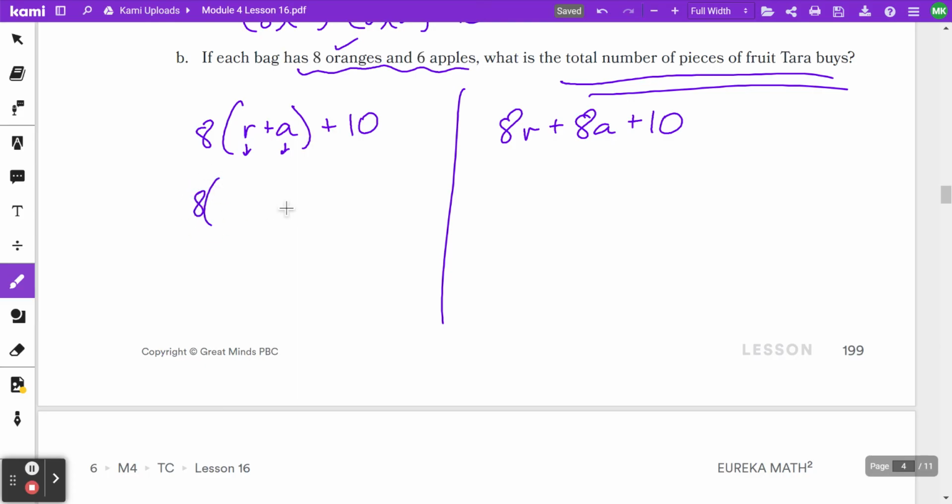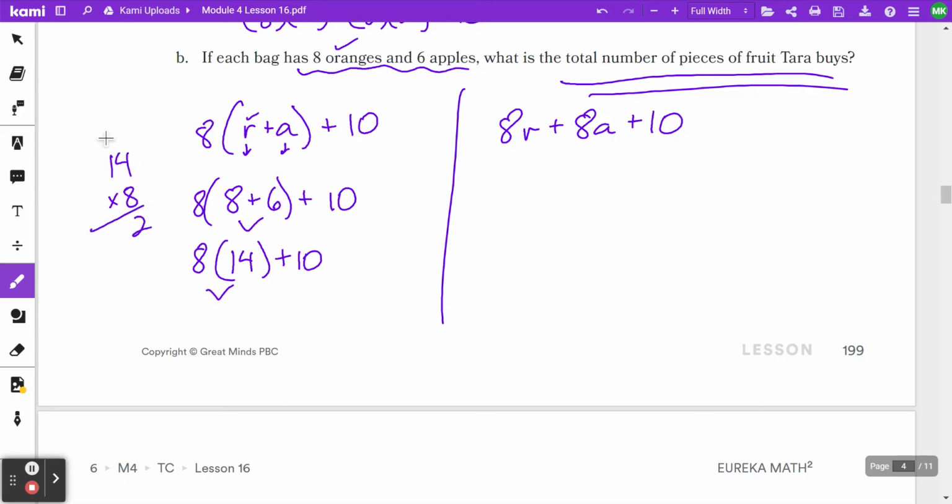So I'm going to rewrite with what I call the plug-in. So the r is 8, here it is. The a is 6, there's the 6, plus the 10. Now I can add these together. So I get a 14 times that 8 plus the 10. And off on the side, I'm going to run this little multiplication. So that's 32, 8, 9, 10, 11. So that's 112 plus the 10. And we can go across now, right? So 122. So 122 pieces of fruit.